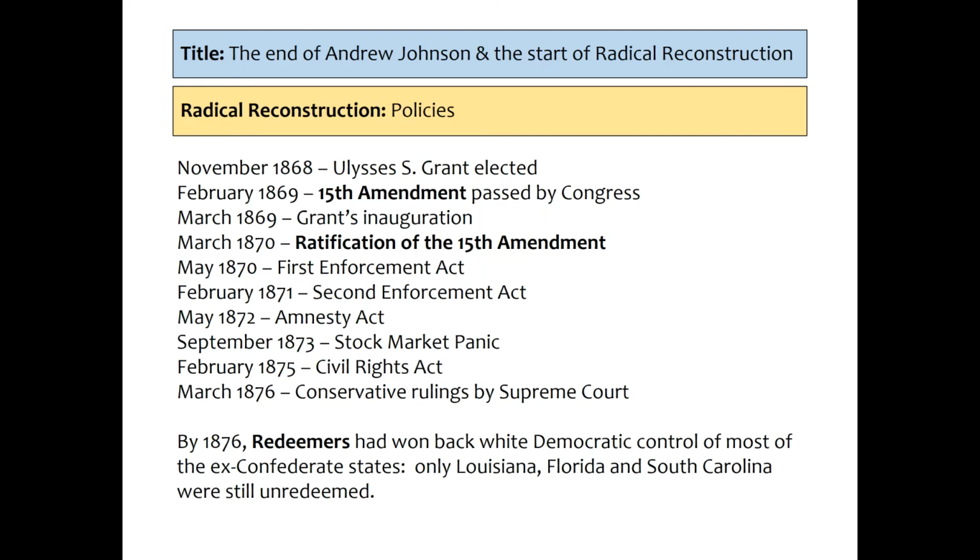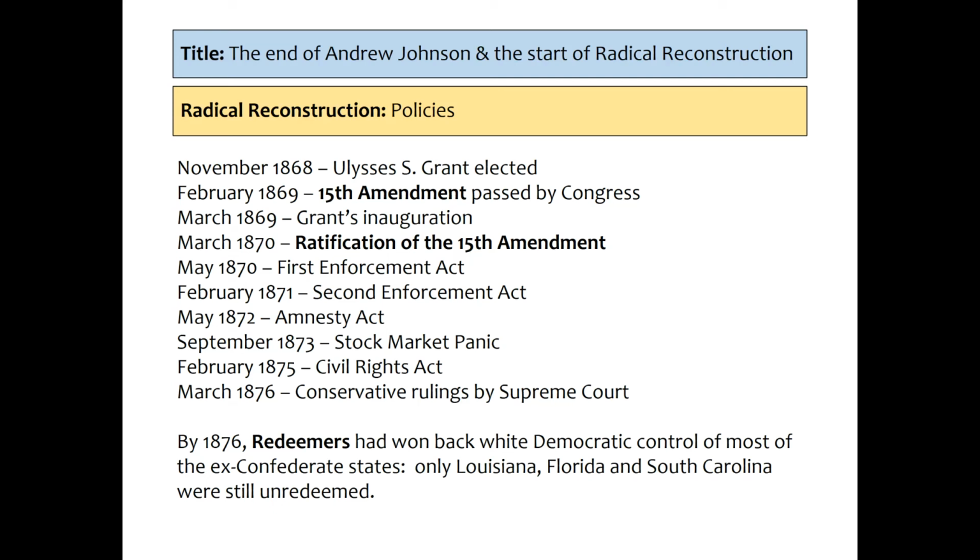What was Radical Reconstruction? Well, it begins with his election, even though Congress have been planning this for longer. So we could say that actually Ulysses S. Grant didn't have much part to play in the starting of it. By February 1869, the 15th Amendment is passed by Congress. And then we can see his inauguration, where he officially takes over in March. In March 1870, a year later, it's the ratification of the 15th Amendment. It gains enough votes and it's passed.